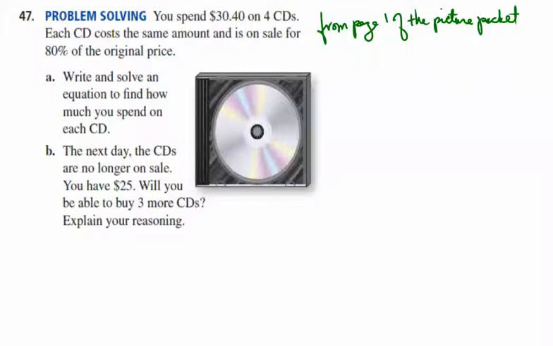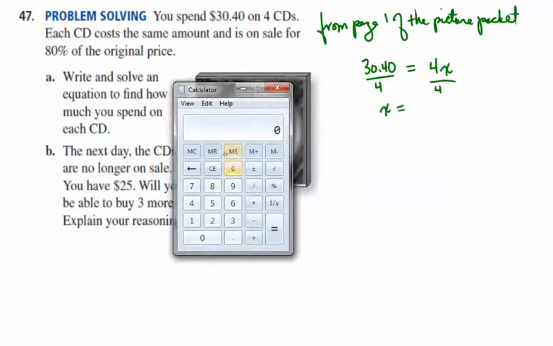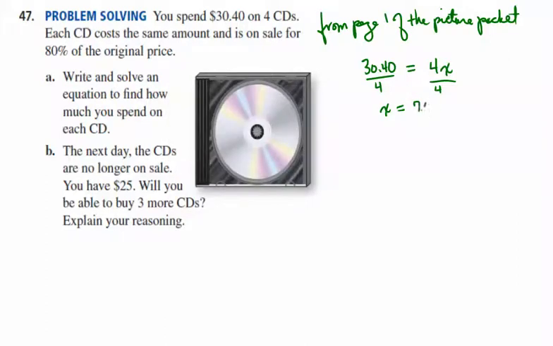So first we want to write and solve an equation to find out how much you spend on each CD. So if we know the CDs cost $30.40, then that's equal to 4 times the price of the CDs. If we divide it by 4, we would get x is equal to 30.40 divided by 4, which is $7.60.